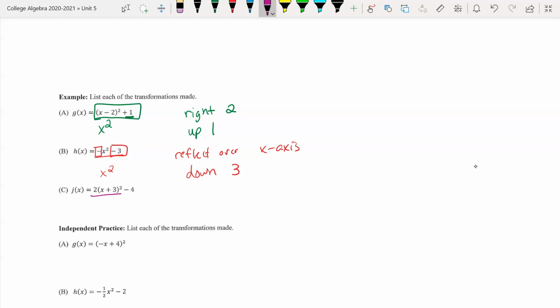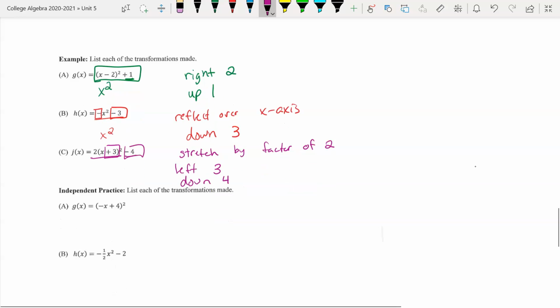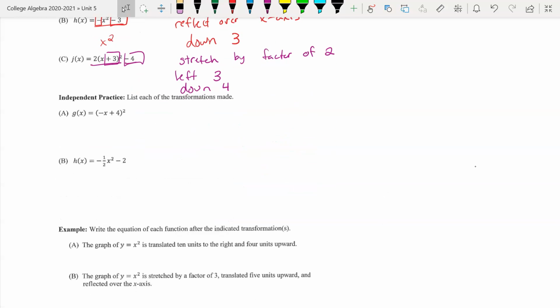We get into this one. Okay, because it's bigger than 1, it's a stretch by a factor of 2. The plus 3 tells me I go left 3. Remember, they're lying to you. And then minus 4 means I go down 4. Okay, so I want you to practice yourself, independent practice on these, see if you can list the transformations.